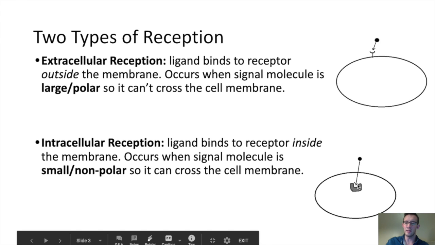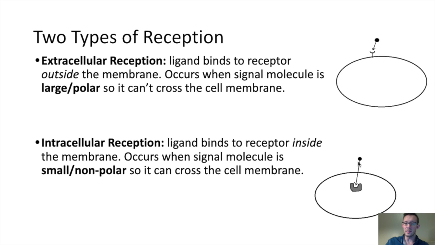Whereas intracellular reception occurs when a ligand is able to bind to a receptor inside of the cell membrane. And this is possible because the signal molecule is something that is small or nonpolar, maybe like a lipid steroid, that is able to cross through the cell membrane. It's able to cross through the lipid bilayer.